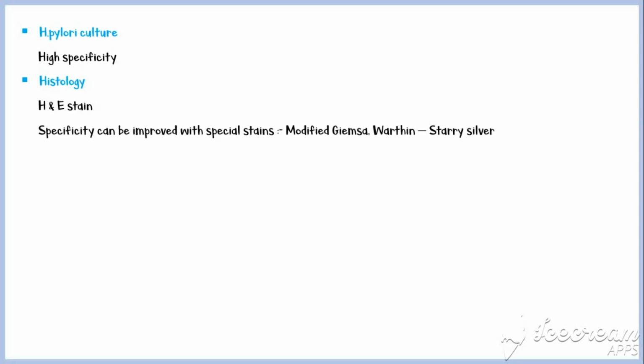Culture of the Helicobacter pylori organism has a high specificity, however it is not done routinely. Histology is also useful in identifying the organism, commonly with H&E stain. However, the specificity can be improved with special stains, such as modified Giemsa and Warthin-Starry silver.